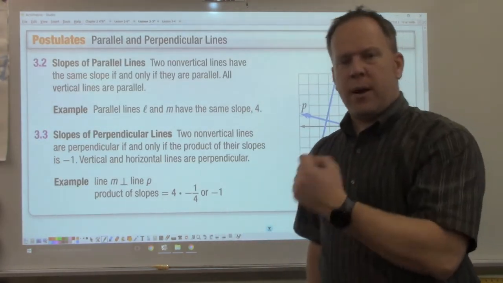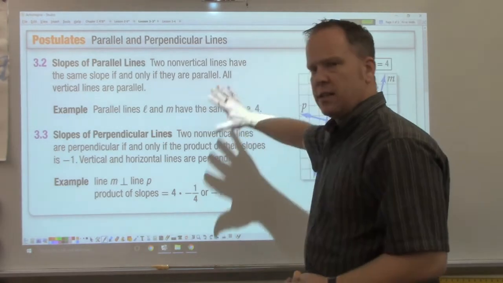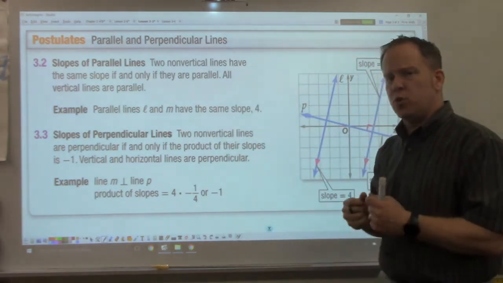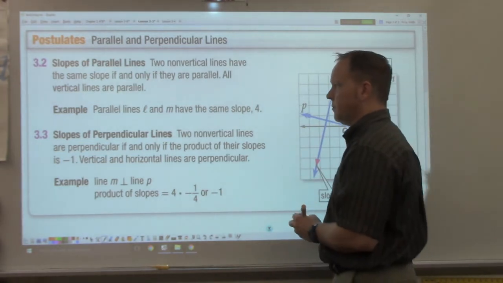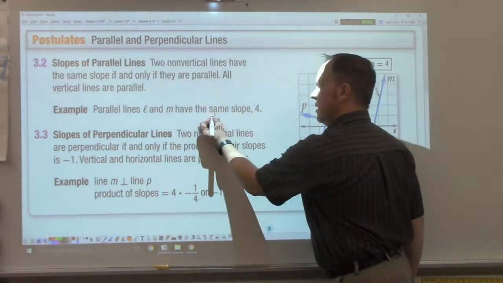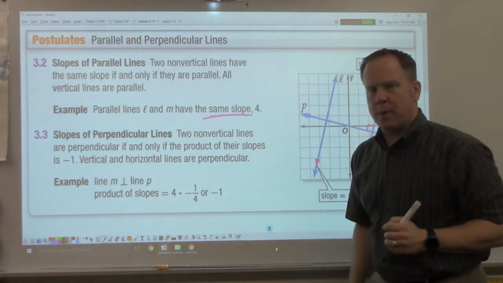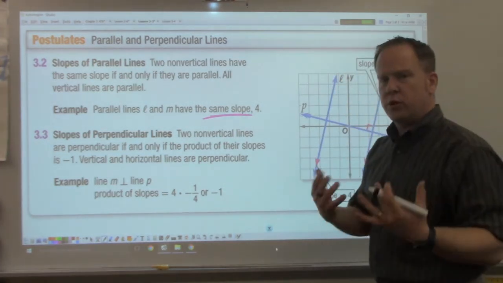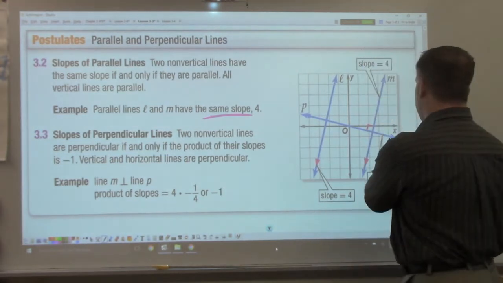We were just talking about slope, and now we're going to tie it into parallel lines and perpendicular lines. Parallel lines, real simple, folks. If you calculate the slope of two lines and their slopes are equal, they are parallel. They have the same slope. Parallel lines have the exact same slope. This is why it's important to reduce our fractions to make sure they're the same.